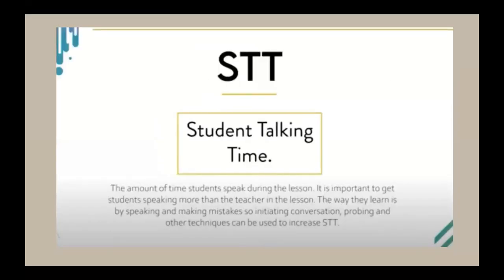Okay, then we come to this. Companies do check on this. This is STT, which stands for Student Talking Time. Okay, so some companies measure how much time the students spend talking in the class. The amount of time students spend talking during a lesson is important because the students need to speak more than the teacher does in the lesson. I always say that students probably need to speak 70% and the teachers about 30%. So the way they learn is by speaking and making mistakes. So initiating conversation, and then it will help them to talk and to give them a lot more talking time than you yourself.